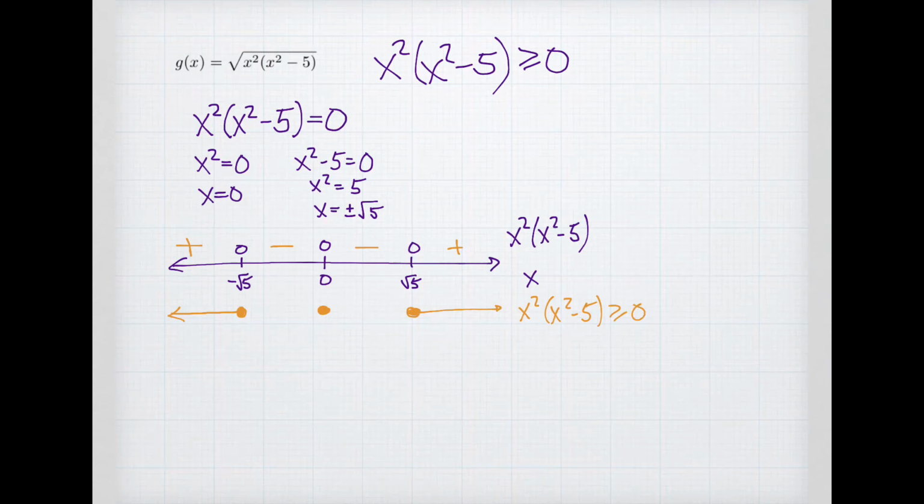The domain of my function is now this set. And so I'll write that the domain of G is equal to the set that we found, the union of an interval negative infinity to negative root 5. I include the endpoint. An isolated point is a single set with a single number, and then union root 5 to infinity, including root 5.